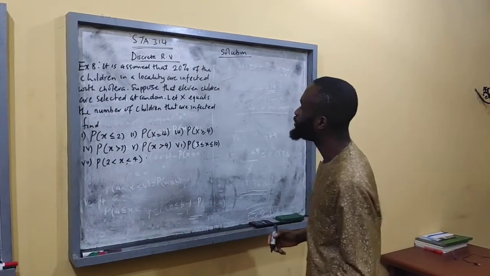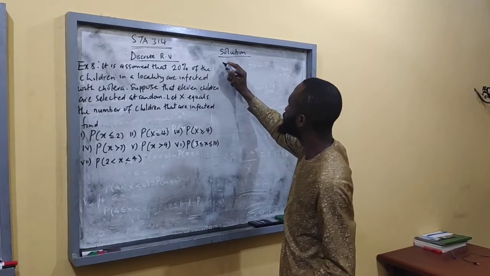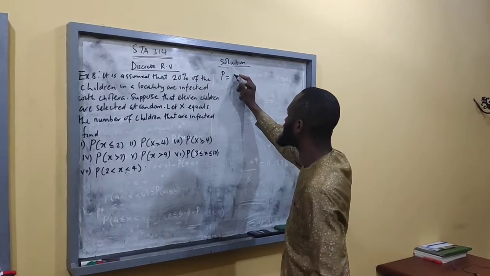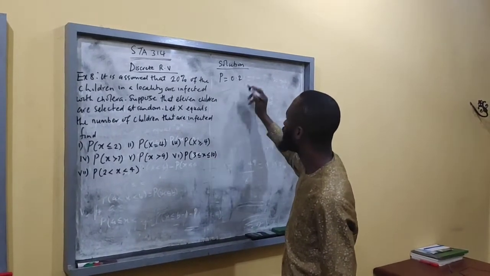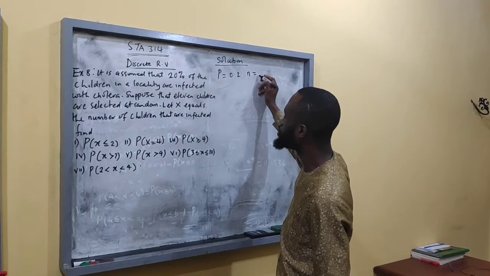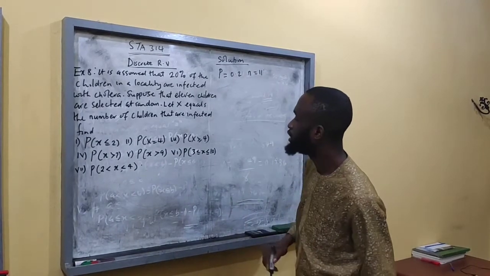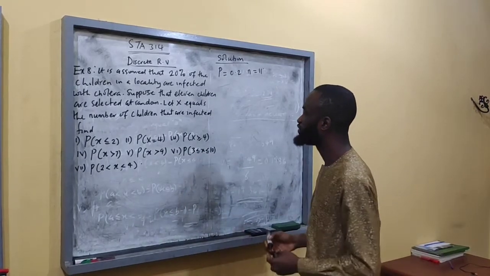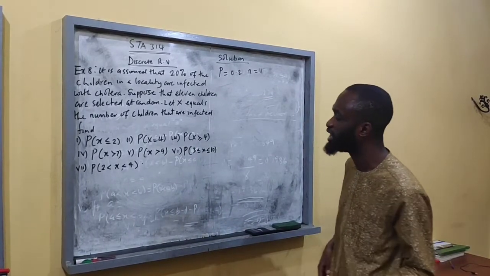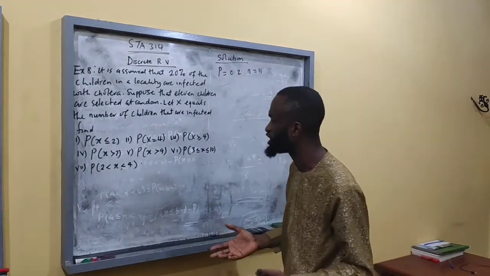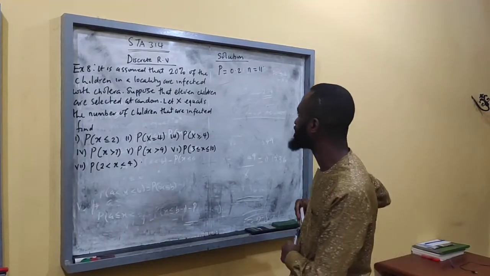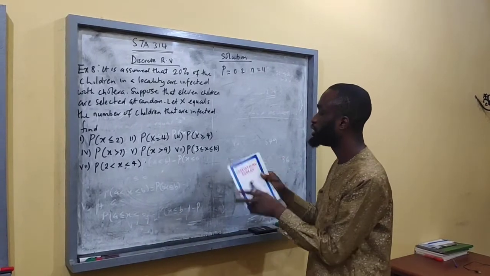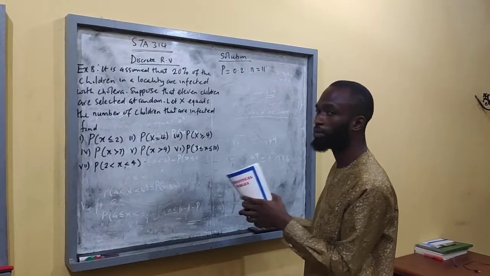Now, solution. What are we given? The first one is, we are given p to be equals to 20%, and 20% is 0.2. We are given n to be equals to 11. Then they ask us to find this. I've told you, when this type of question is given, the best approach is for you to use your statistical table. This is my own statistical table. Then let's see how to apply it to the question.